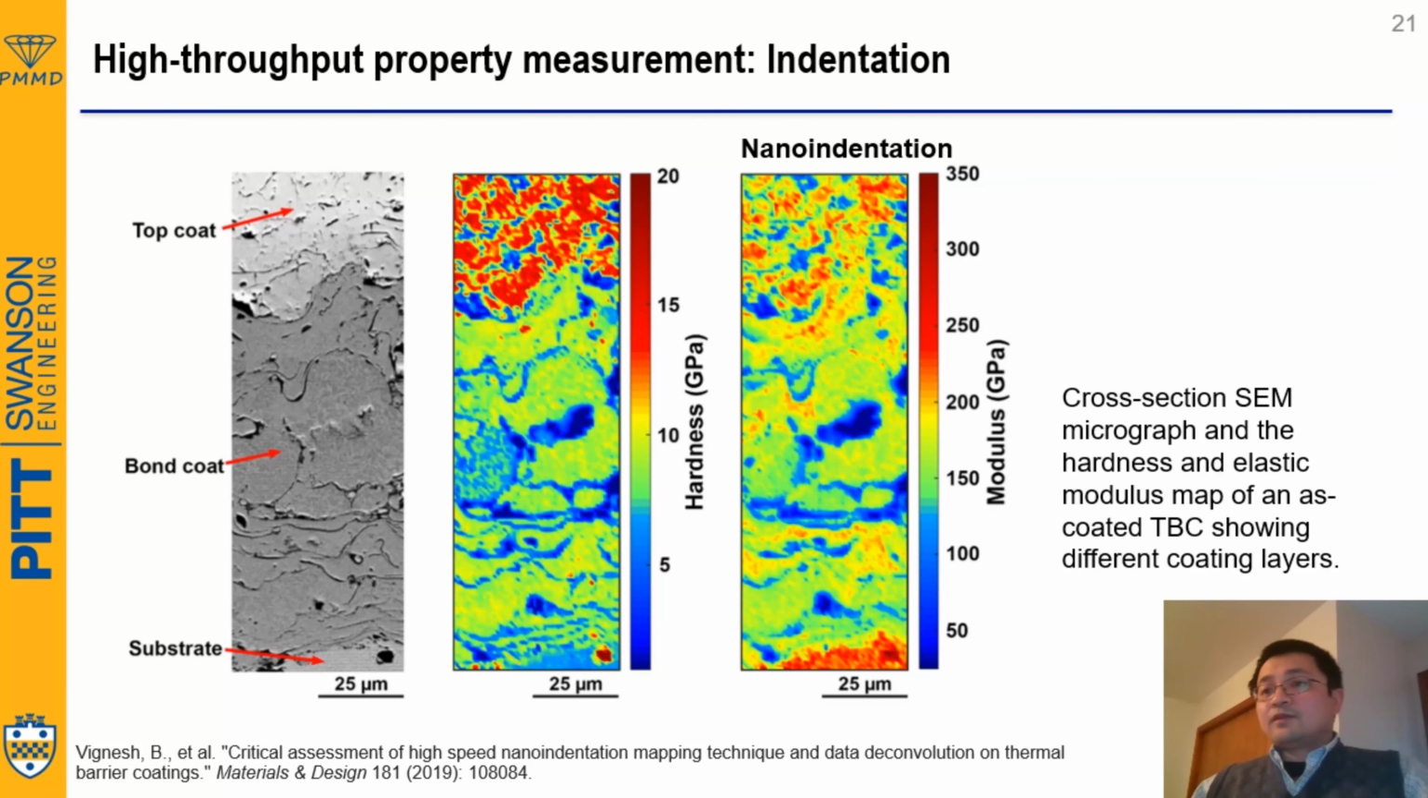And hardness is a common way to measure properties, right? And certainly this is not sufficient to understand the elongation and toughness. However, at least you can get a sense in the beginning, helping you to narrow down the processing and composition range. This is an example where people used nano indentation working on a thermal barrier coating.